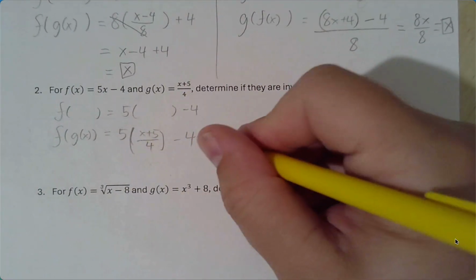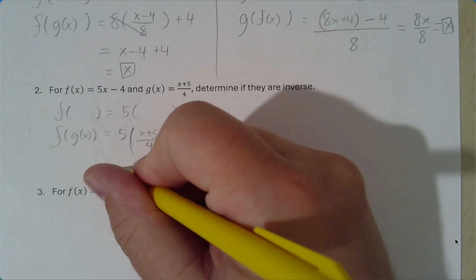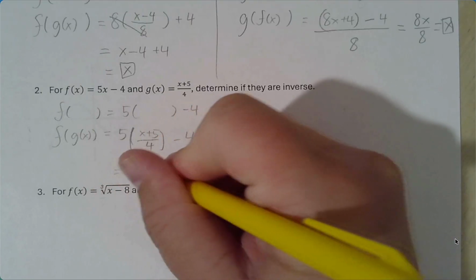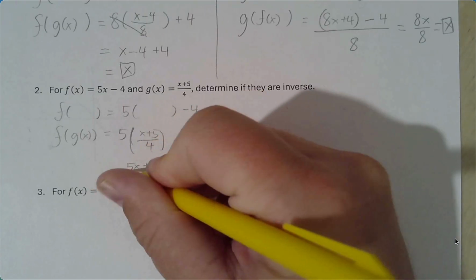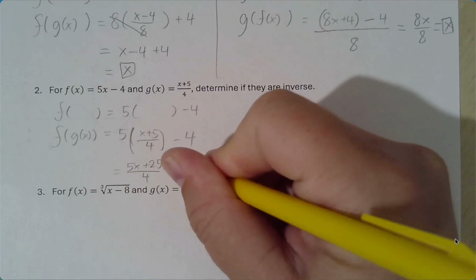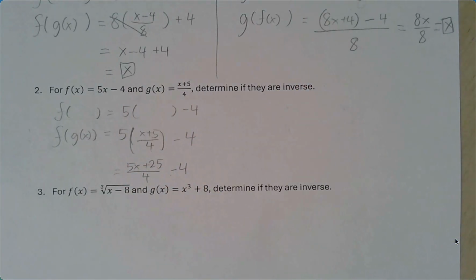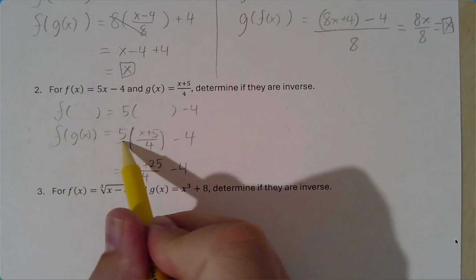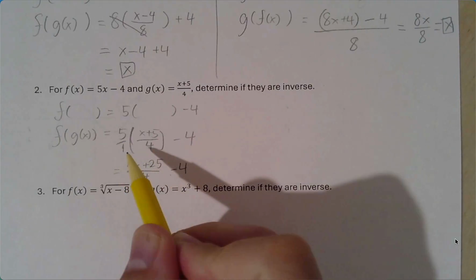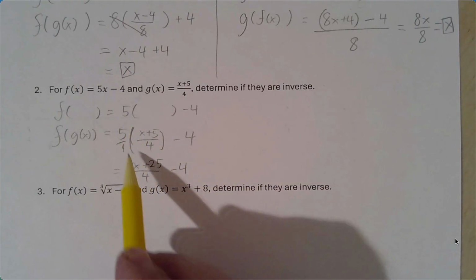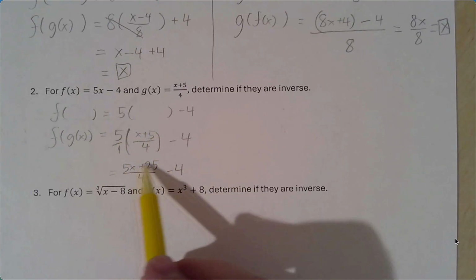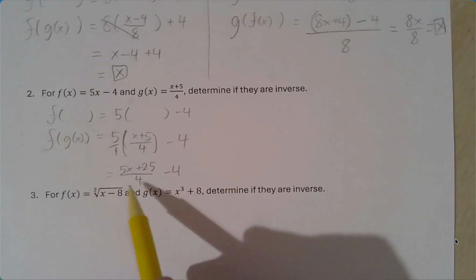That's going to be, maybe I'll even write it like this. Yeah, that's going to be 5x plus 25 over 4 minus 4. I know that feels like we're done. Again, we distributed carefully. This is really 5 over 1, right? That's a whole number 5, so it's really over 1. So only the 5 distributed up top. It was still just 1 times 4 on the bottom.